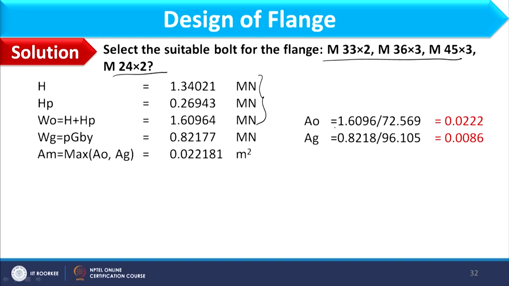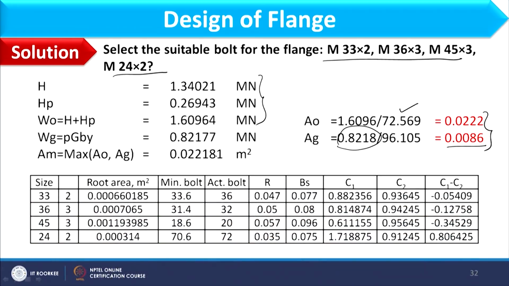So at operating condition, it is equal to 1.6096 divided by 72.569, which is the conversion of 7.4 kg force per mm square, which is the allowable stress at design temperature, and the area comes out as 0.0222. In the similar line, AG I am having as 0.8218 divided by 96.108, and which comes out as 0.0086. Larger value among these I have to choose as bolting area, and that I can take as 0.02218.